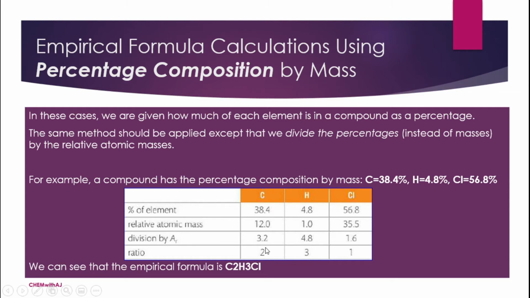So there are 2 carbon atoms, 3 hydrogen atoms, and 1 chlorine atom. Then we can write the empirical formula: C2H3Cl. So that's our empirical formula.